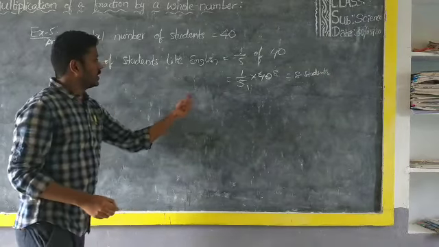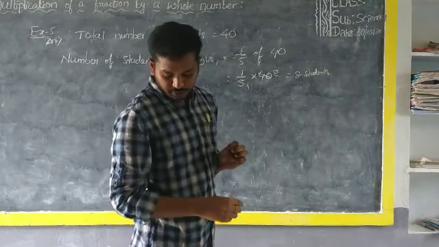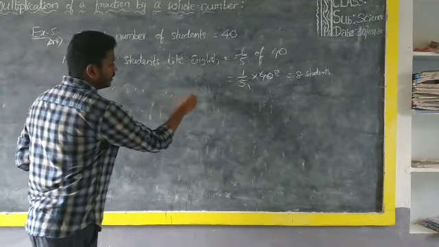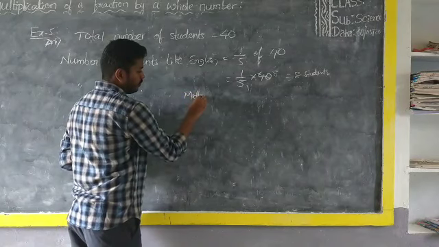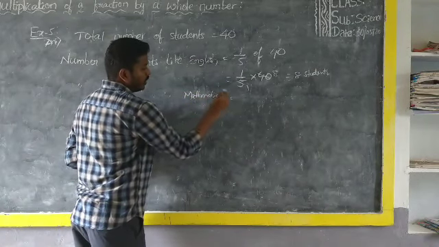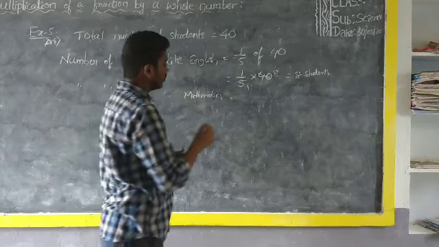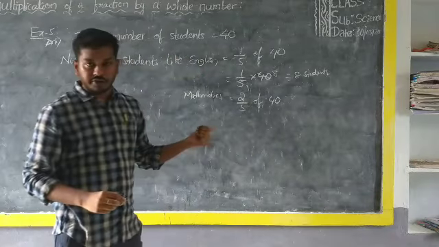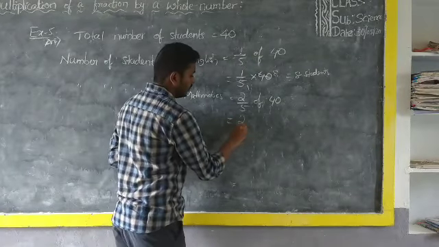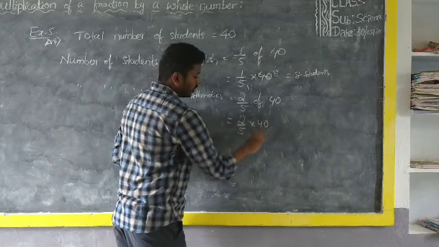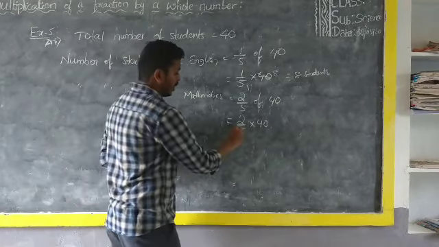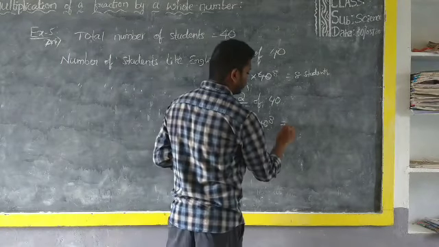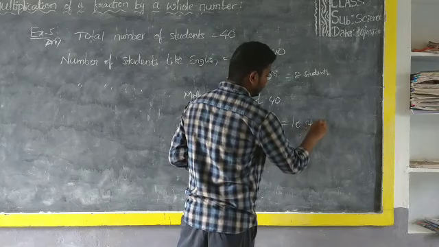Okay, 8 students like English, and 2/5 of the total number like to study mathematics. Number of students who like mathematics: how much fraction? 2/5 of 40. So I can write this as 2/5 into 40. 5 1s are 5, 5 8s are 40, so 2 into 8 is 16 students.